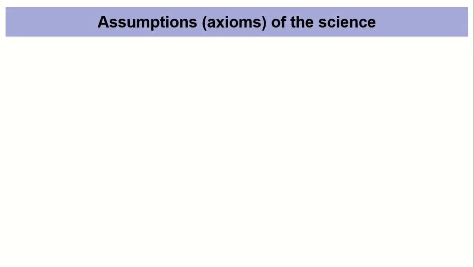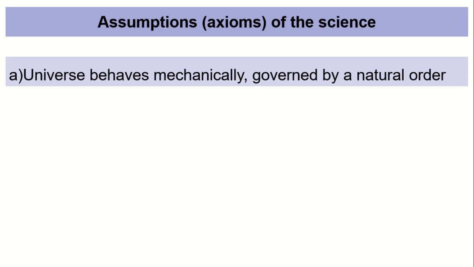Assumptions of the science. They are the axioms that they can't be proven. Let's look them. First, universe behaves mechanically, which is governed by a natural order. It is philosophical belief of the science.